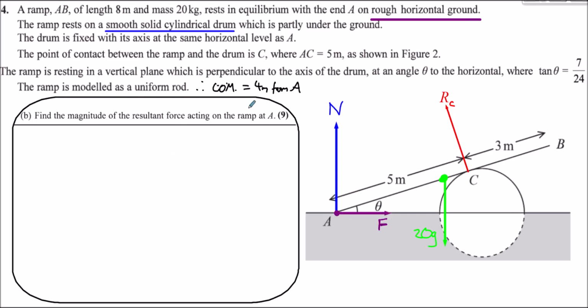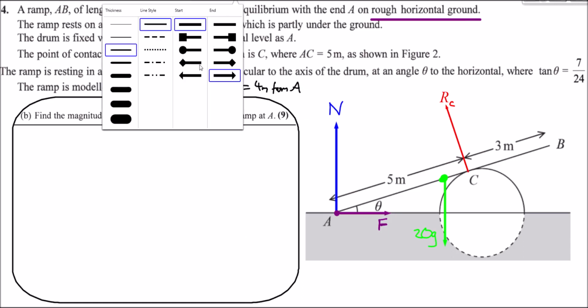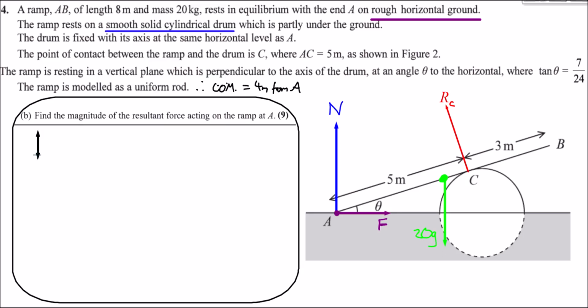So, 9 marks, where to begin? Well, because we're told masses, we could resolve forces going vertically. So first of all, let's just consider forces going up and down. So forces acting up, because it's in equilibrium, will equal forces acting downwards. And so the forces acting up, we've got N, plus as well we'll have a component of this reaction at C, which will be going up as well.